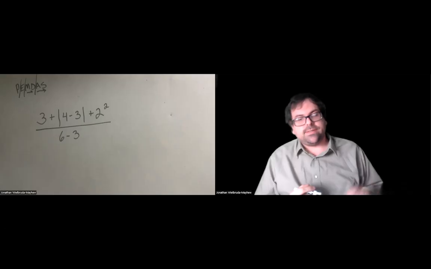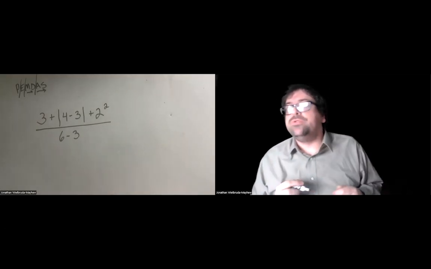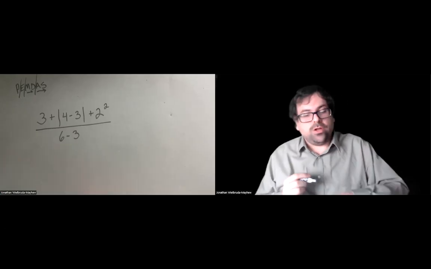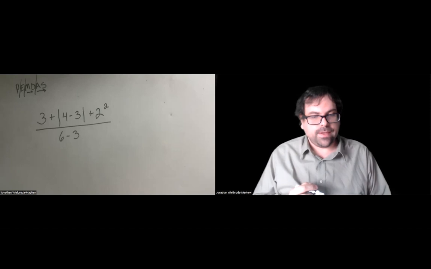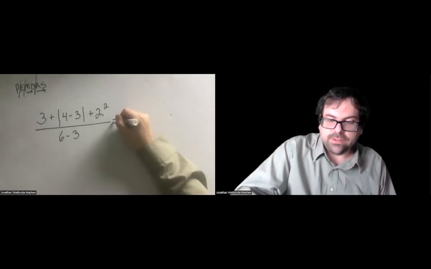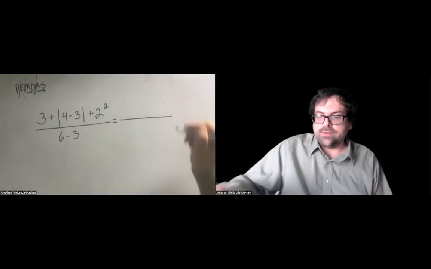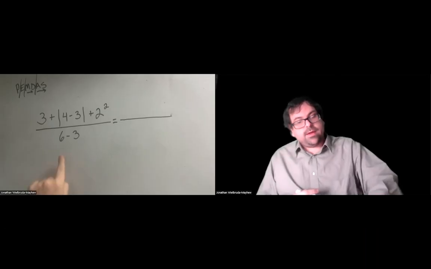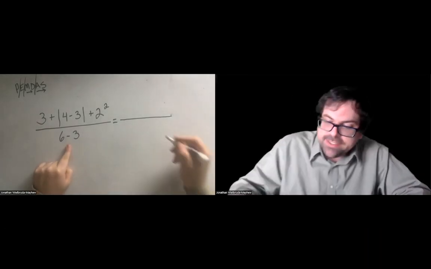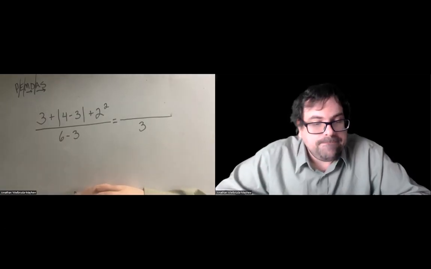Three plus the absolute value of 4 minus 3 plus 2 squared all over 6 minus 3. We have a fraction bar. Top and bottom, 2 separate problems until the end. And on the bottom, all we have is 6 minus 3. Let's just go ahead and make that 3 now.